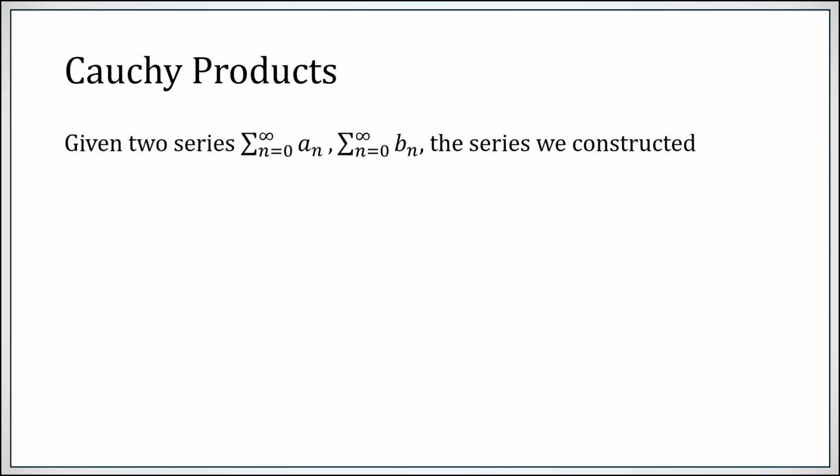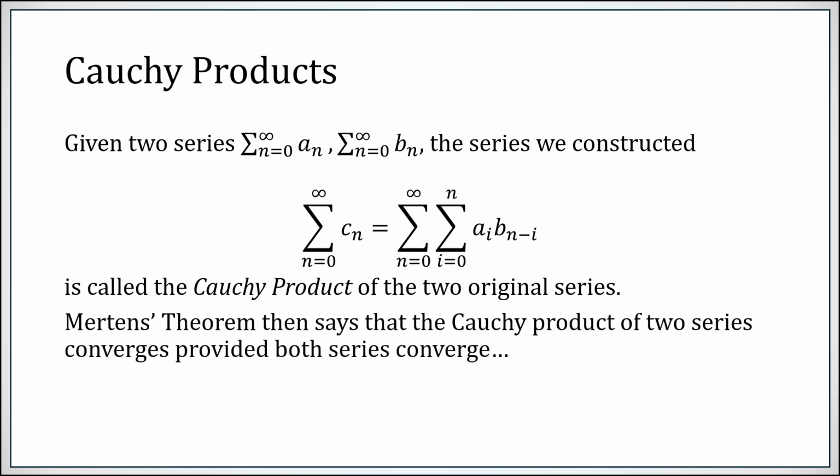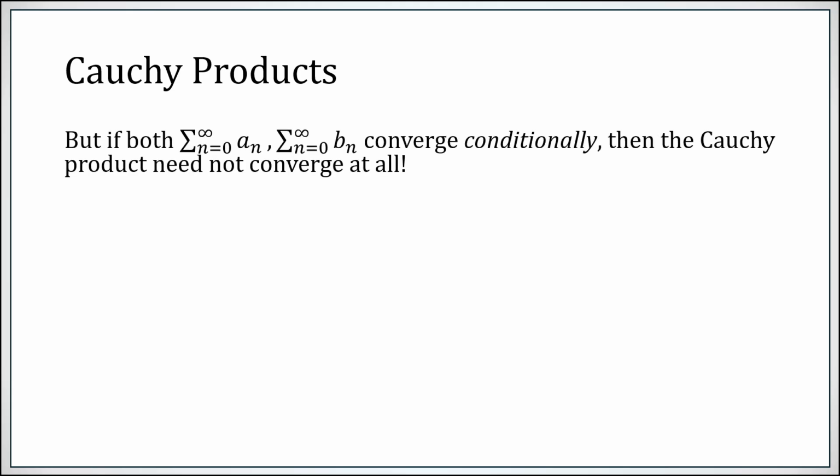Okay, given the two series A_n and B_n in Mertens' theorem, we constructed the sum of C_n. This is called the Cauchy product of the two original series, and Mertens' theorem says the Cauchy product converges provided both series converge and one of them converges absolutely. But we required one of the series to converge absolutely. If they both converge conditionally, the Cauchy product doesn't have to converge at all.